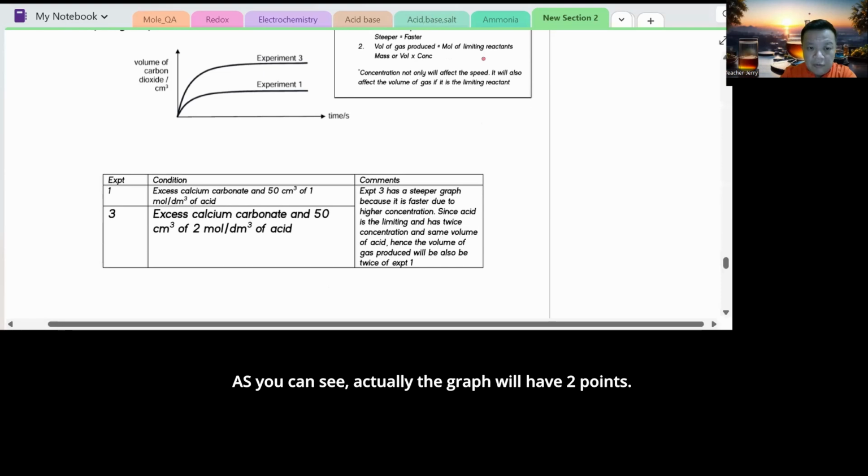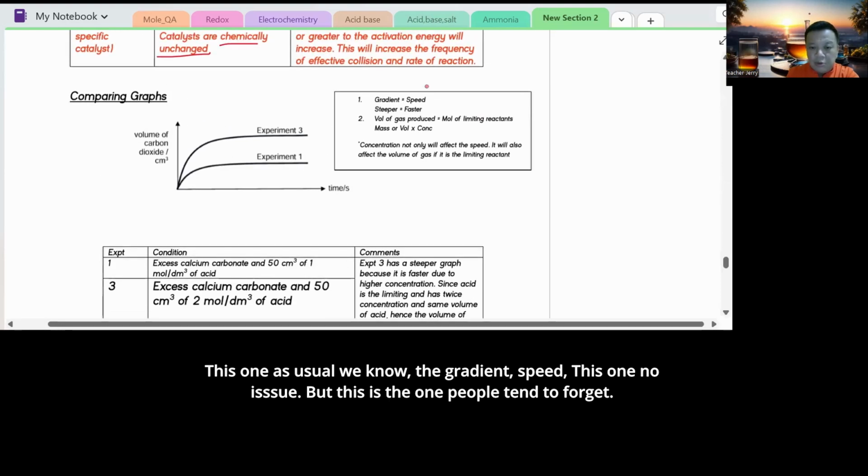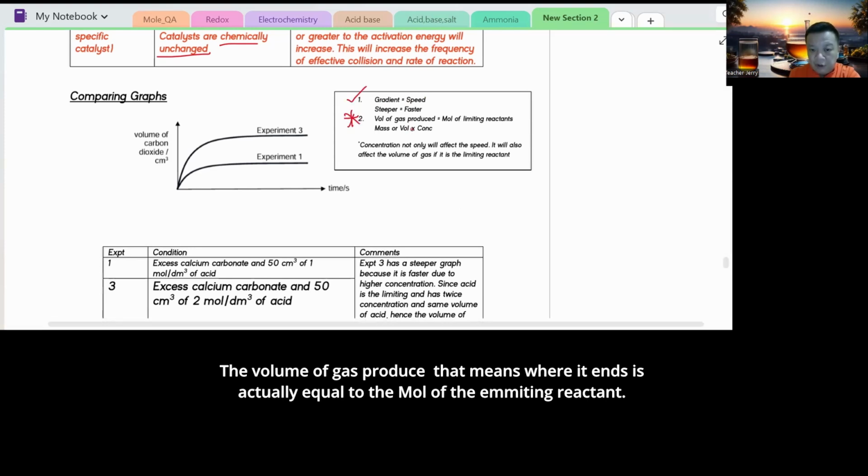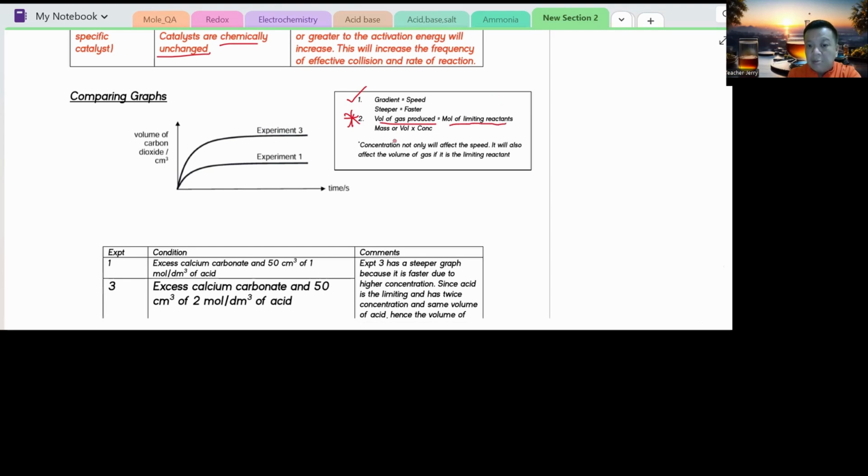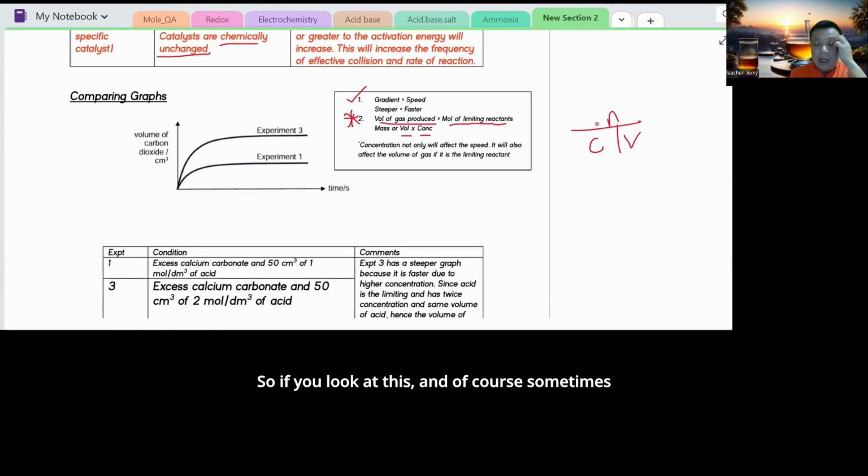As you can see, the graph will have 2 points. This one as usual, we know the gradient is the speed, so no issue, but this is the one that people tend to forget. The volume of gas produced, that means where it ends, is actually equal to the mole of the limiting reactant. And mole means volume times concentration. Not just only volume or just only concentration. This is based on the mole concept: concentration times volume.